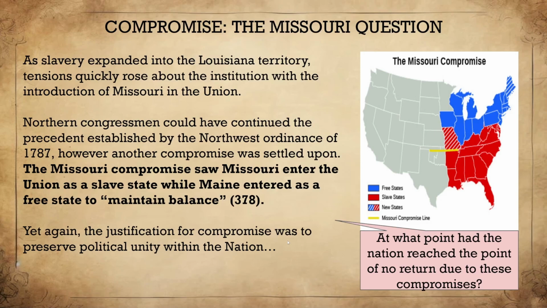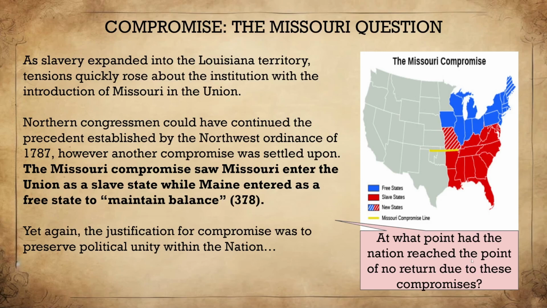So for the person going down this path, the Missouri Compromise and the other things we've talked about are great pieces of factual evidence for you to make your analysis. And ask yourself this question right here. At what point had the nation reached the point of no return? Some will argue it's the Missouri Compromise. You could argue that. Some will argue that it came from the 3/5 clause in the Constitution.